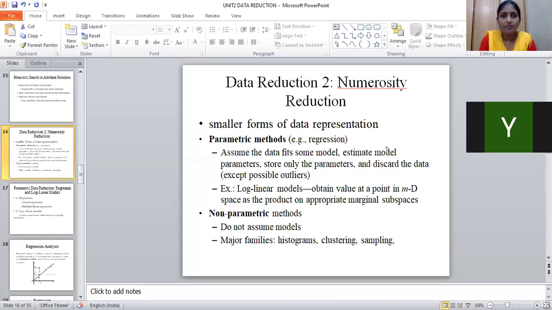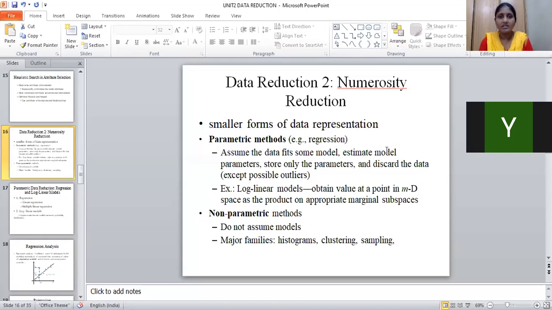So far we are discussing the data pre-processing techniques. In that, we are discussing the data reduction techniques. In data reduction, again, we have three methods. The first one is dimensionality reduction, the second one is numerosity reduction, and the third one is data compression. In the last class, we completed numerosity reduction.